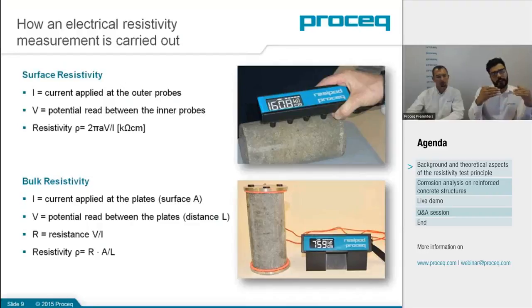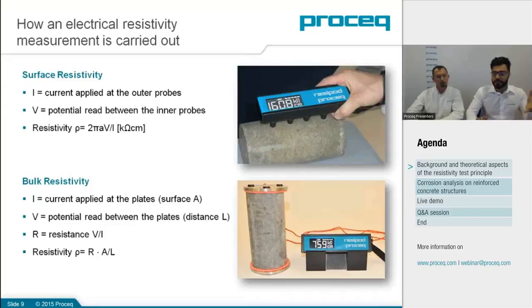On the other side, we could have a bulk resistivity measurement where we look at the resistivity of the entire specimen. In this case, we have a cylinder where the current is applied between the two plates, and the potential is read between these two plates for the length of our specimen. And again, based on the formula that you see over there, the resistivity of the entire specimen is calculated.